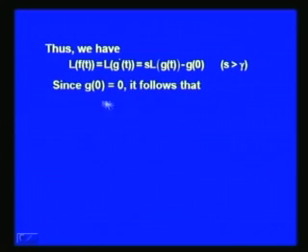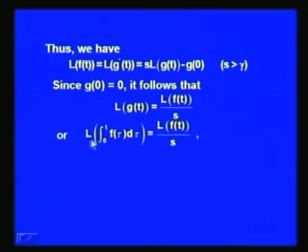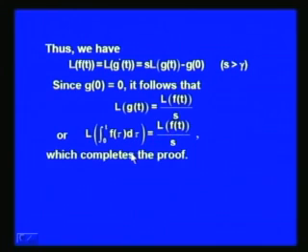So, since g(0) is equal to 0, it follows that L of g(t) is equal to L of f(t) over s, or we may say L of the integral from 0 to t of f(tau) d tau is equal to L of f(t) over s, which completes the proof of the theorem.